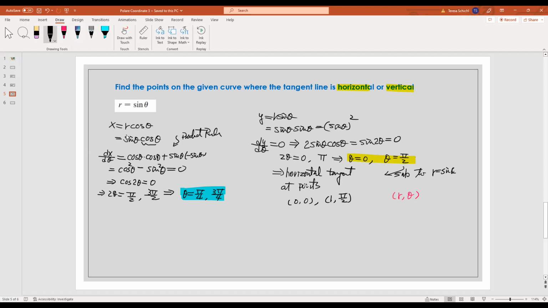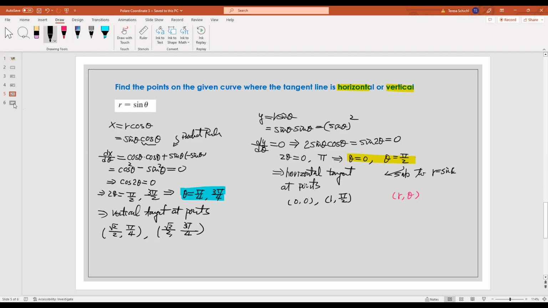Okay, so the same way, we will have the vertical tangent points here, at theta equal to pi over 4. Then you substitute into r equal to sine theta also. So when theta is pi over 4, what is sine pi over 4? It's square root of 2 over 2, at pi over 4. Then you do the same thing for 3 pi over 4. It's the same, square root of 2 over 2, and this is 3 pi over 4. Okay, all right.